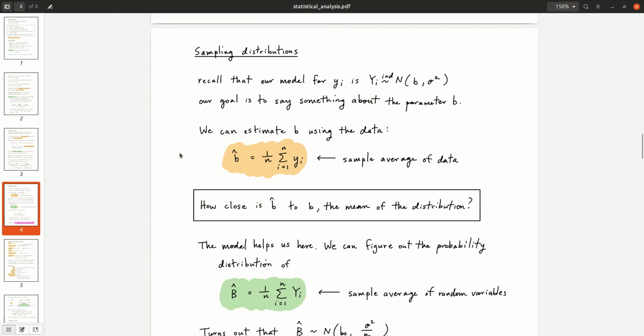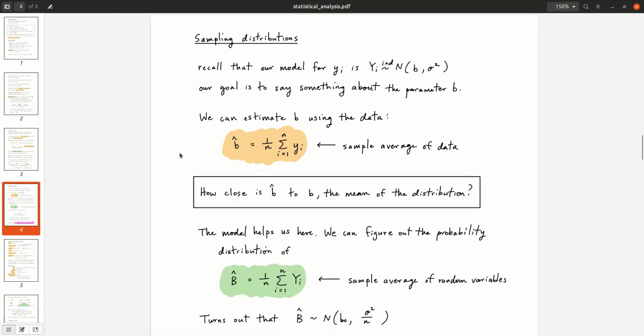One of the key purposes of specifying a statistical model is to be explicit about our assumptions, and another is that it tells us what the sampling distribution for our estimator is. Okay, so we just said this on the last page, but I want to have it on the same page here. Our model for Yi is: Yi are independent, normal, b, sigma squared.